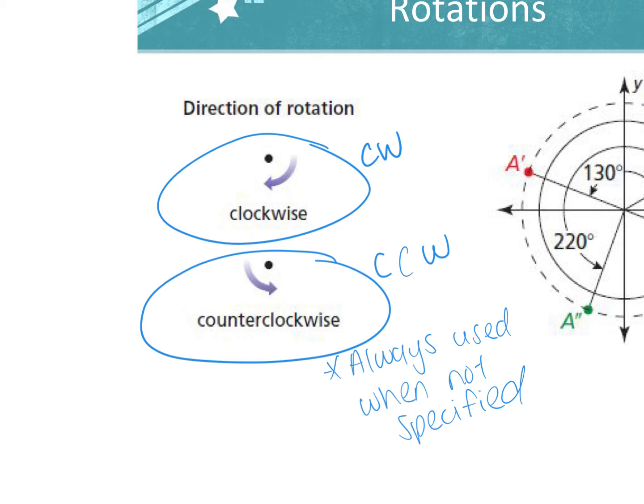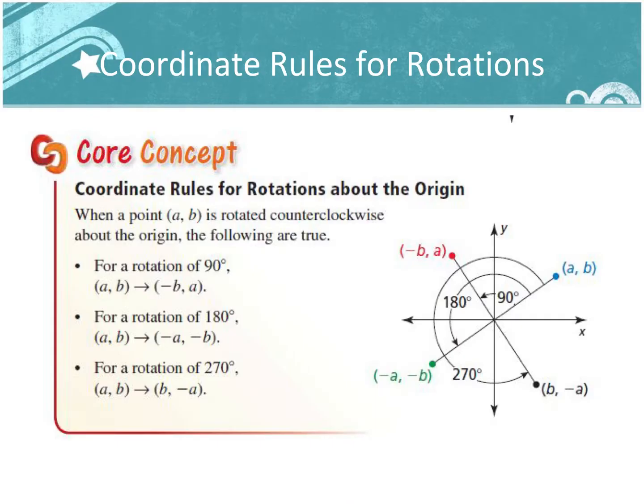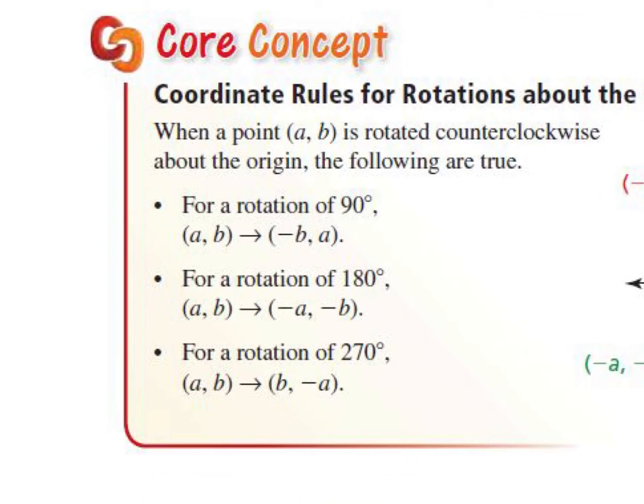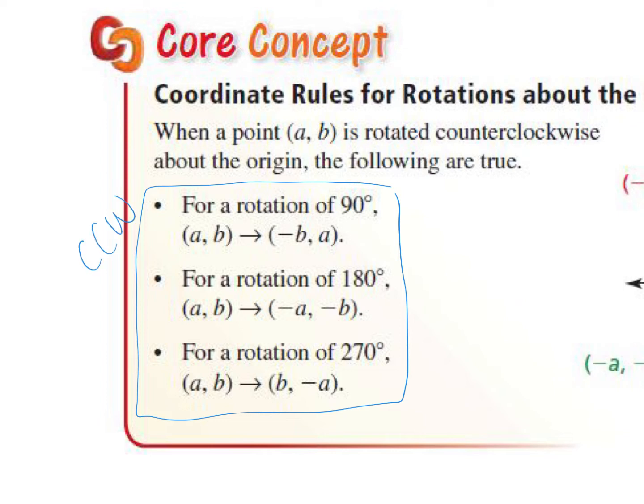Okay. Now, two slides from now. As always, there are rules, okay? There are rules to rotations. And the three that you must know are 90, 180, and 270, okay? Now, all three of these rotations are in what direction if it's not specified? Counterclockwise. Put a big CCW, okay?